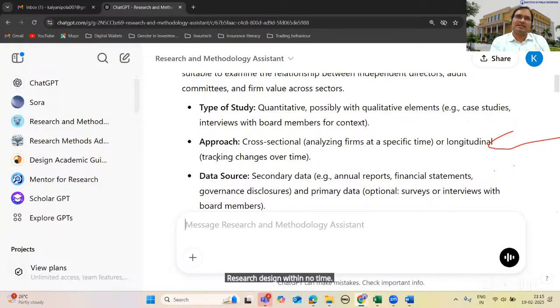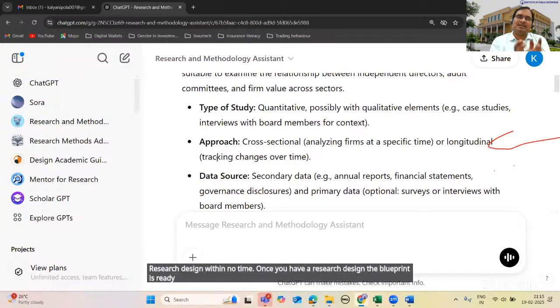Once you have a research design, the blueprint is ready and research methods are ready, then you can concentrate on building your questionnaires for structured interviews or questionnaires for survey methods and so forth.